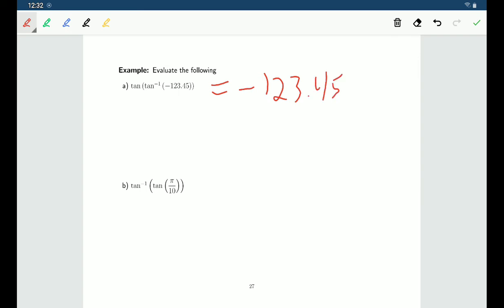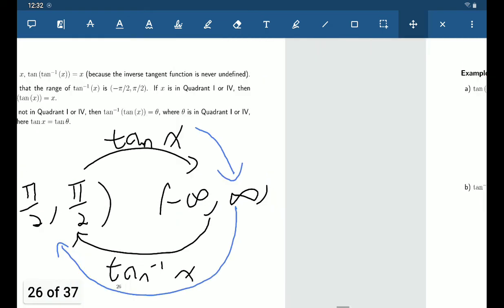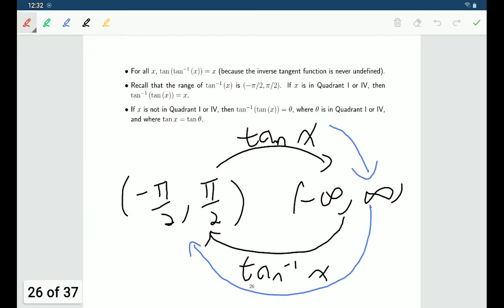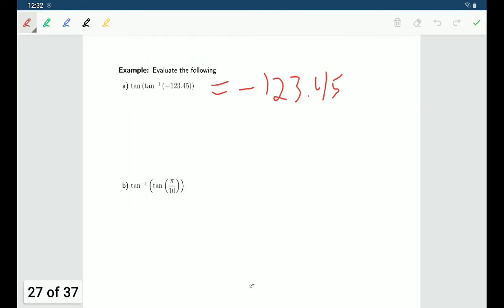Nice. For the second one, tangent inverse of tan of pi over 10, pi over 10 is inside that restricted domain for tangent, so it'll give us a real number, and tangent inverse will take us back to the start again. So if I put pi over 10 as my input, I will get pi over 10 as my output.